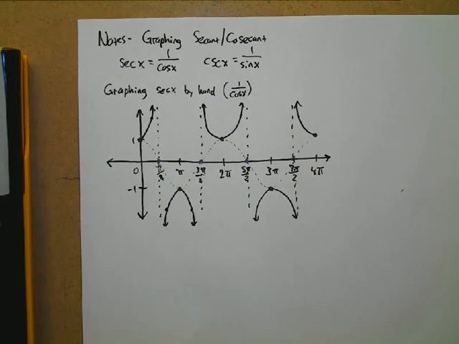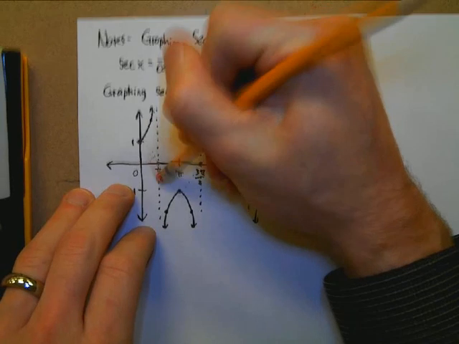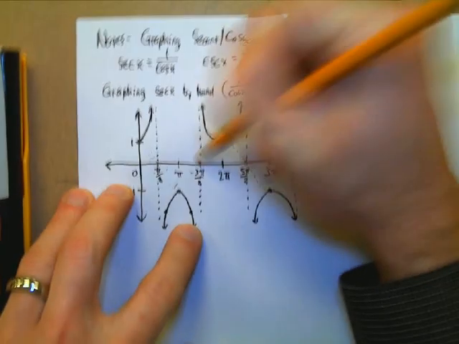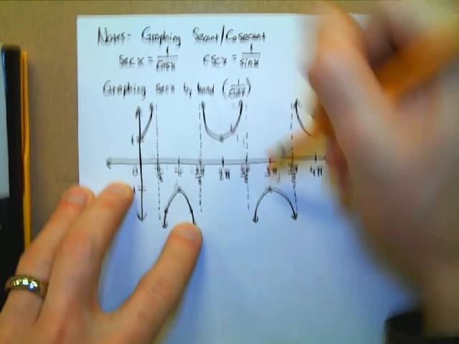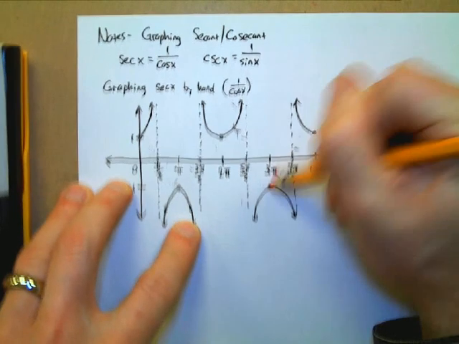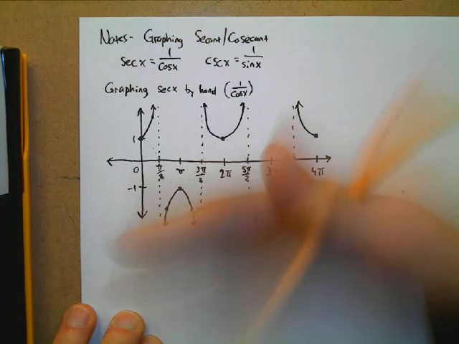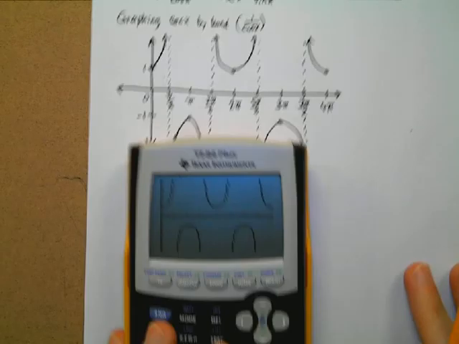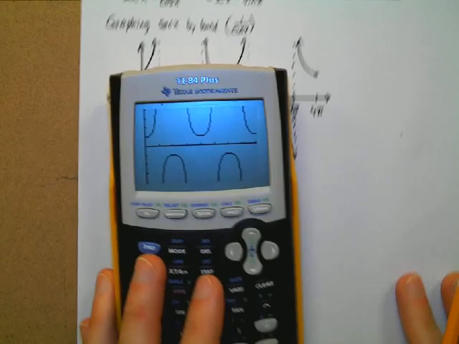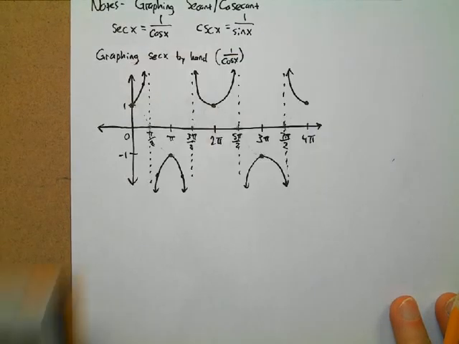And there it is. There's our graph. So that's all we have to do. We graph the sine, or we graph the cosine. We graph the reciprocal trig function and all of its transformations.